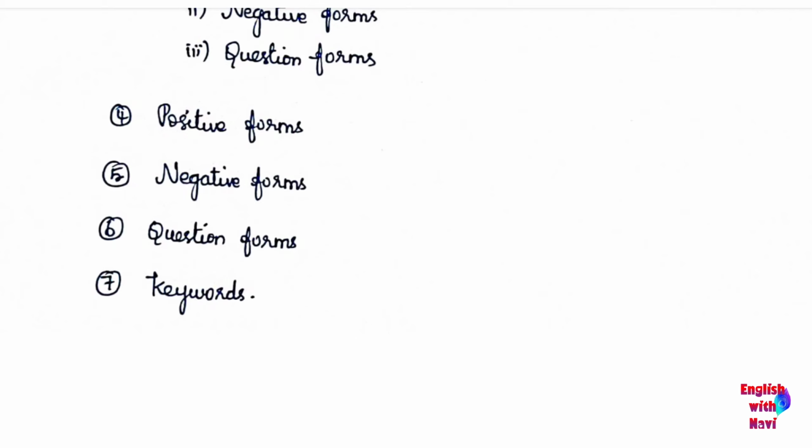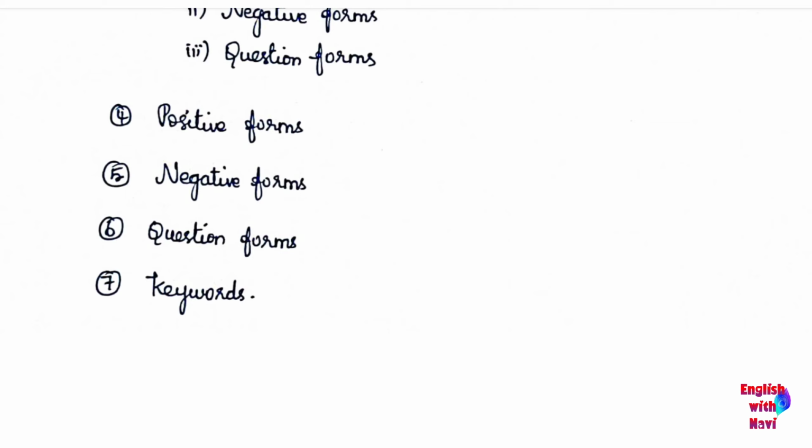Moving on to the point number 6. When using question form in simple present tense, add the helping word do before the subject. Let's say, do I jump? Do we jump? Do you jump? Do they jump? Does he jump? Does she jump? Does it jump? So for I, we, you, they, you have to use the helping word do, and for he, she, it, you have to add the helping word does before the subject.